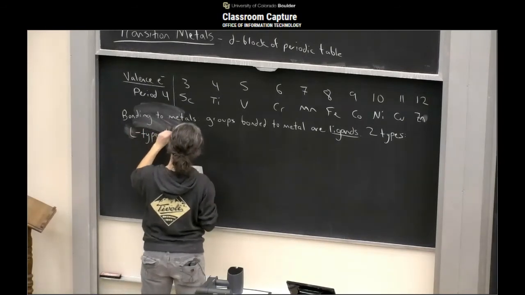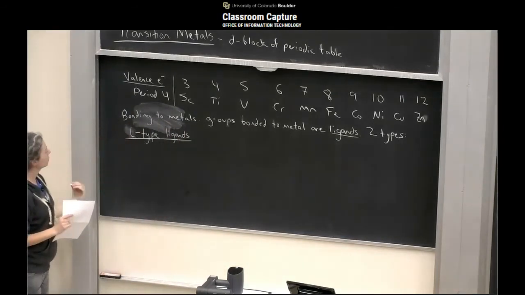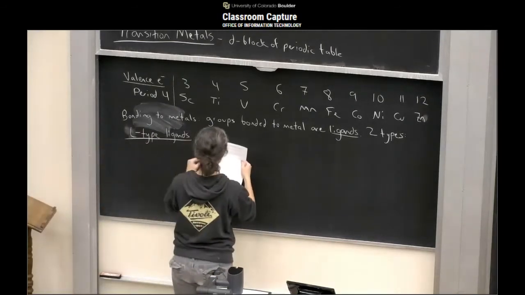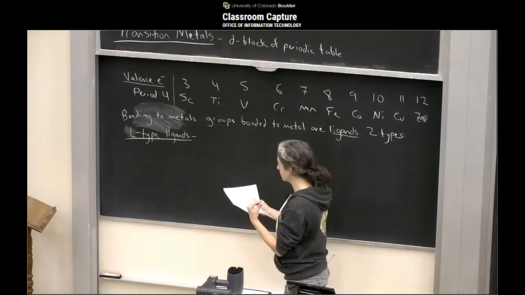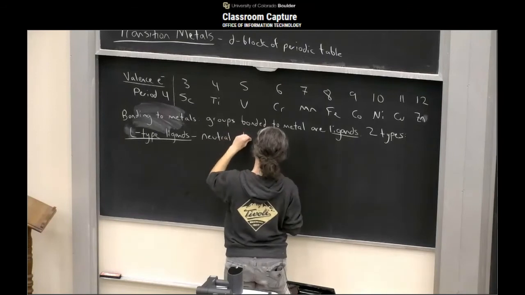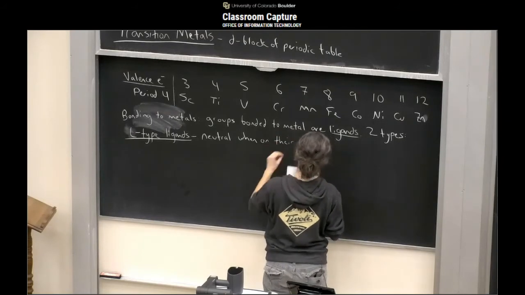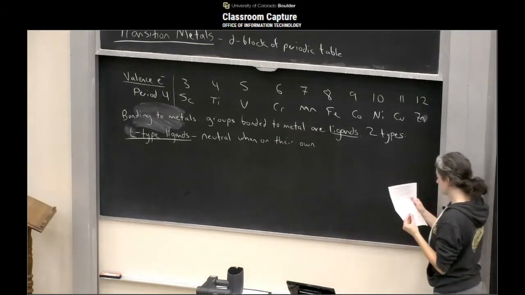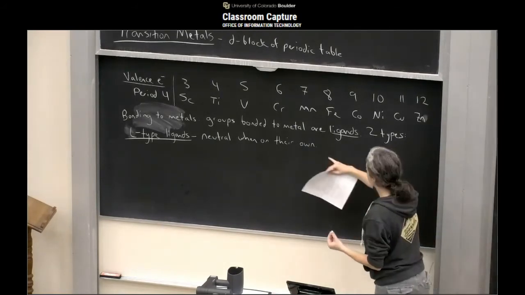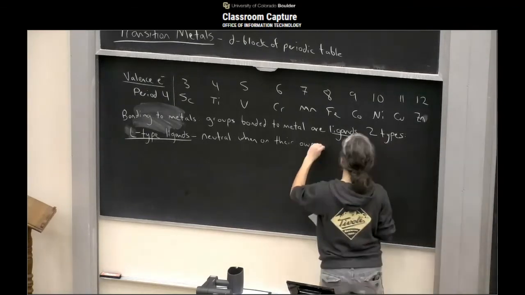So, L-types. Their whole deal is that they show up and just straight away donate 2 electrons to the metal. When they're floating around by themselves, they're neutral on their own. So these are going to be donating 2 electrons directly to the metal.